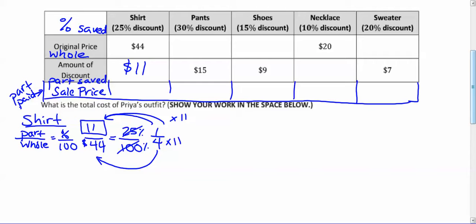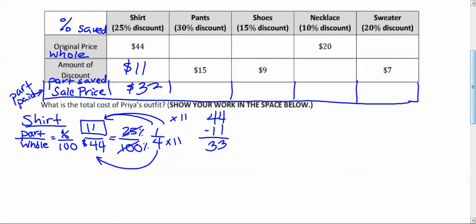Very good. So 44 minus 11. And as easy as that math is to do, I want you to show your work because we really need to get good at showing our work, okay? You know, just show your work. Moral of that story. So the sale price is $33.